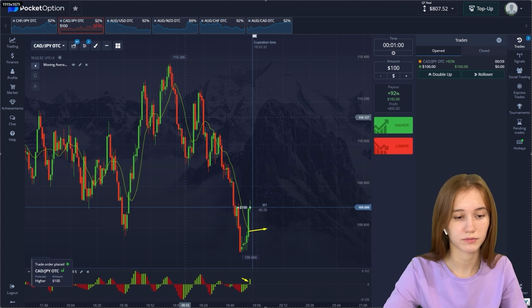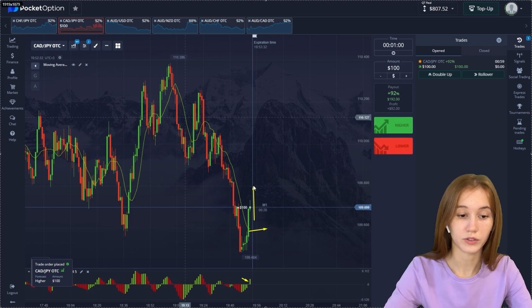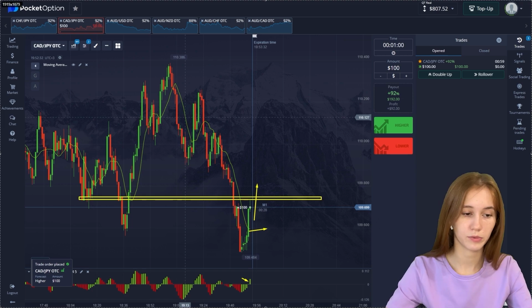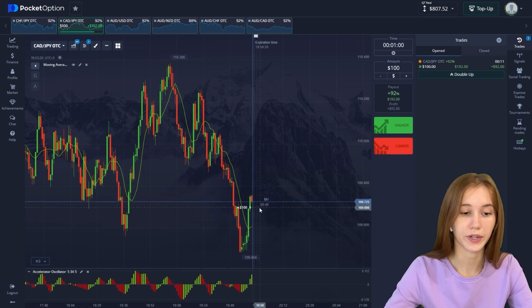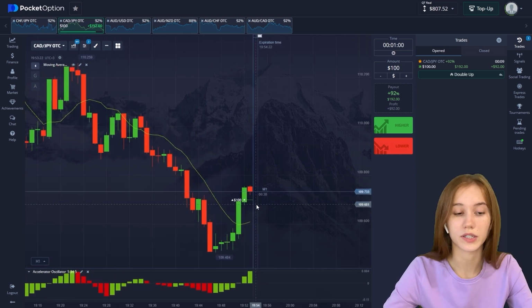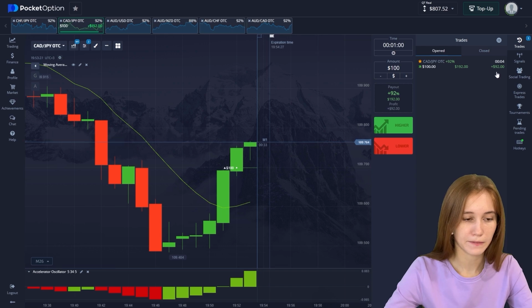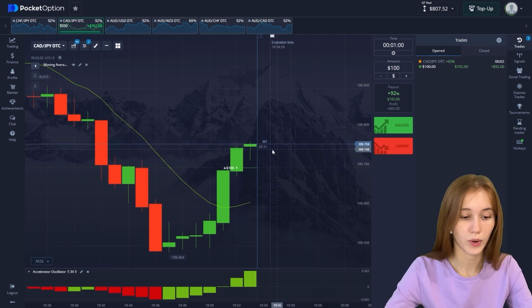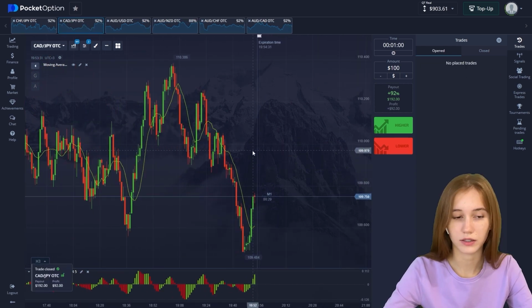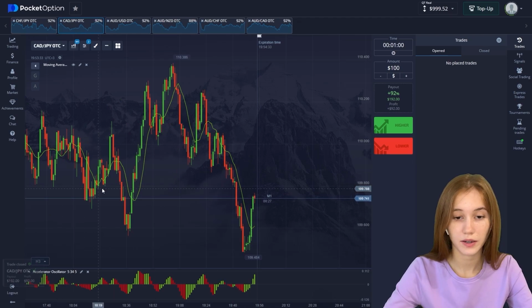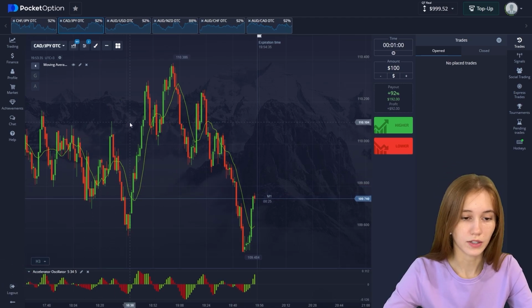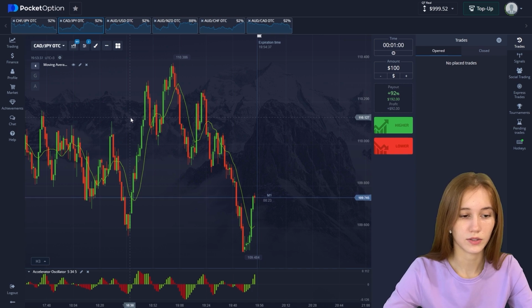Some pullback, green bars, we go up to the support area, resistance area, sorry. Some drawdown, let's wait for the end of our deal. Seconds left. Yep, plus deal, profit is $92.